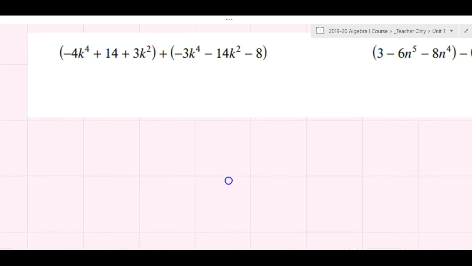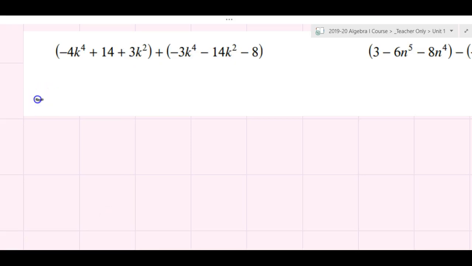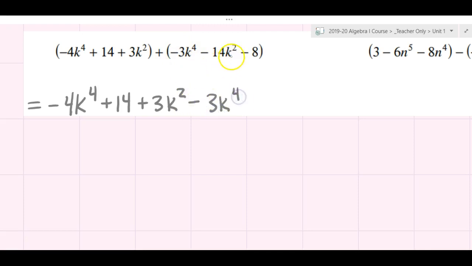Here's a little bit harder addition. Just a little bit longer, not harder. So when we add, we bring everything down. We can drop the parentheses. We don't have to change any signs. The 3k to the fourth is negative, so it needs to stay negative. The 14k squared is negative, so it needs to stay negative, and the 8 is negative, so it needs to stay negative.